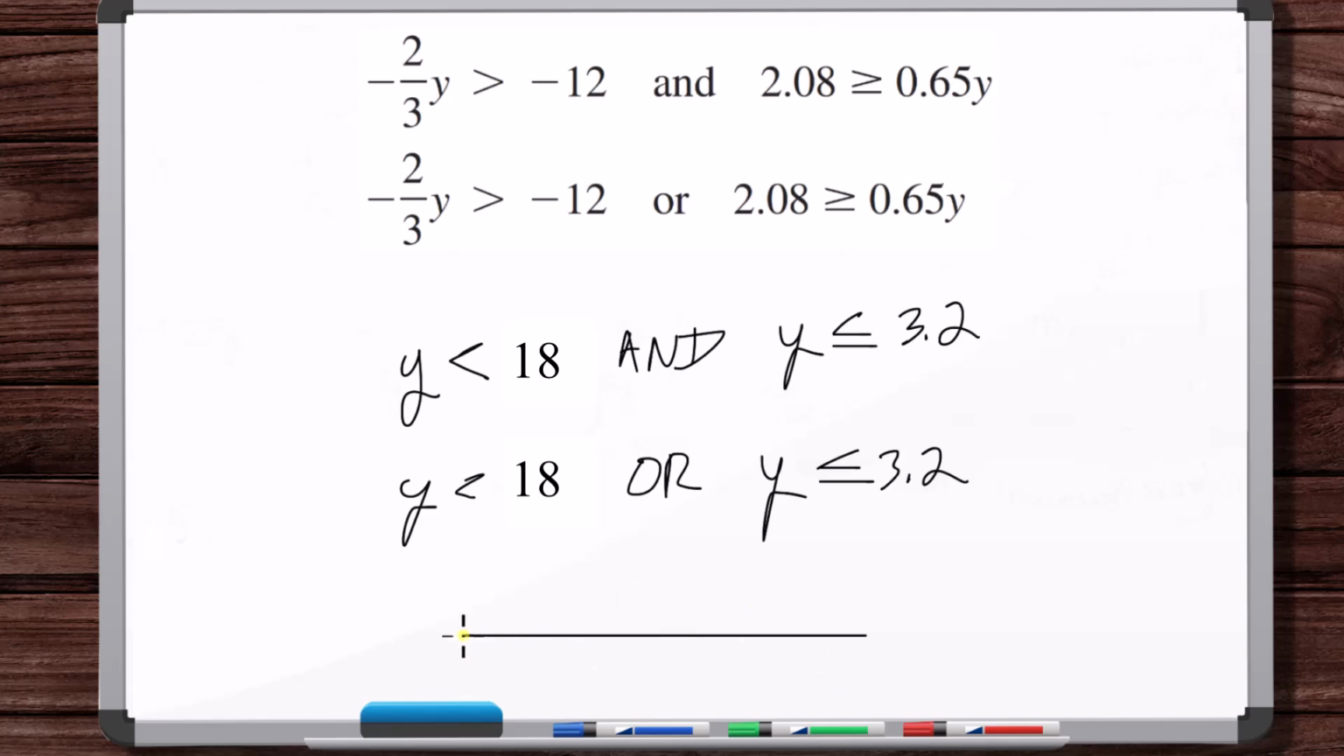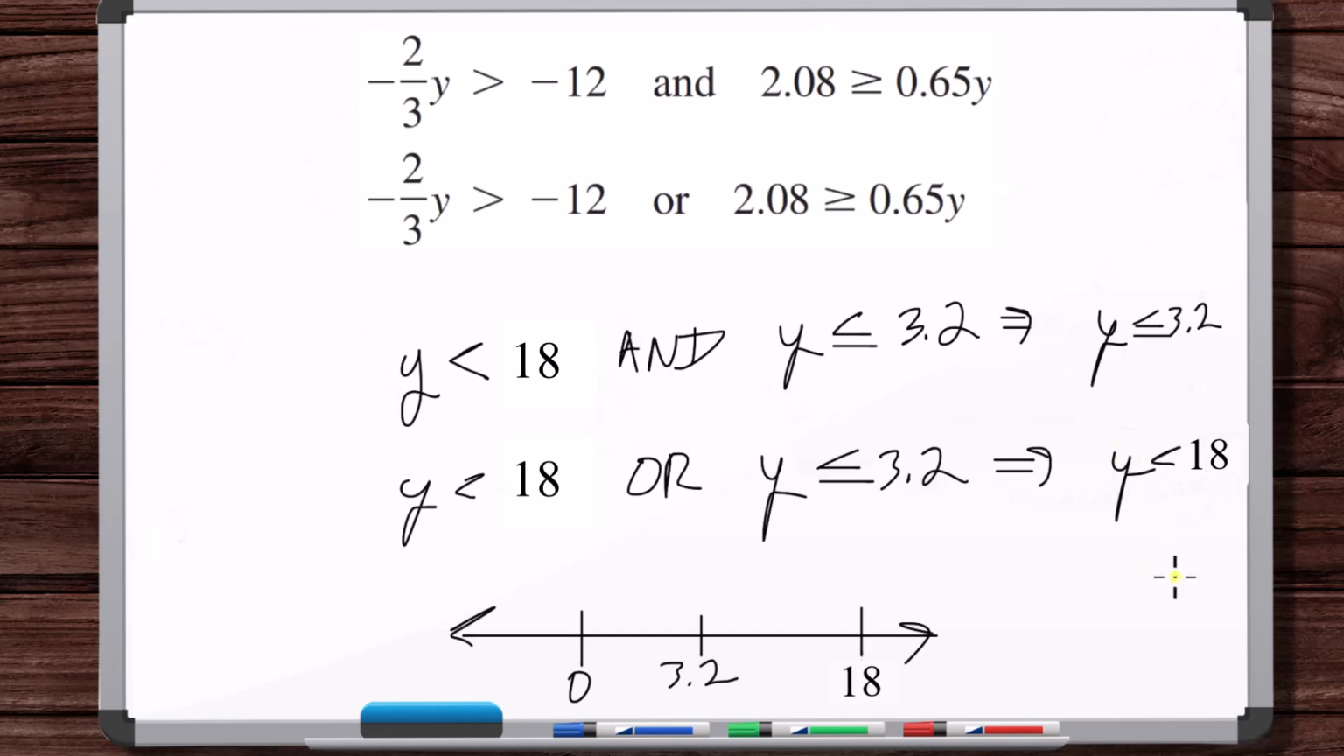All right, so let's just now compare the solutions. Okay, we'll be more in the positive region. So less than 8 and less than or equal to 3.2. And, okay, well, the less than 8 is redundant. So this is y is less than or equal to 3.2. What about the or? Well, this is redundant.